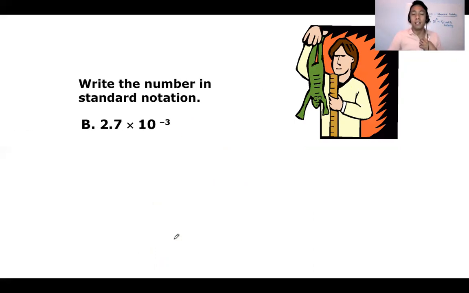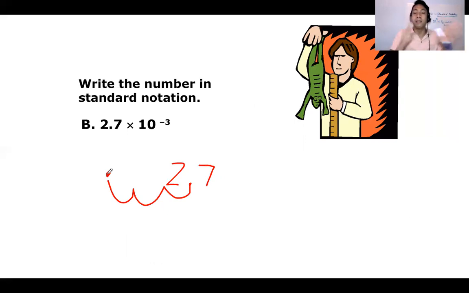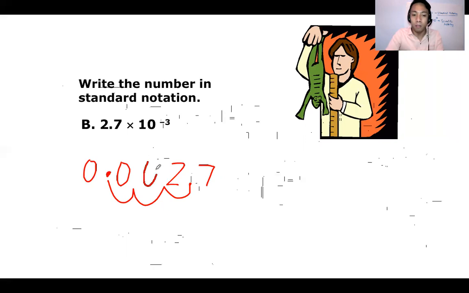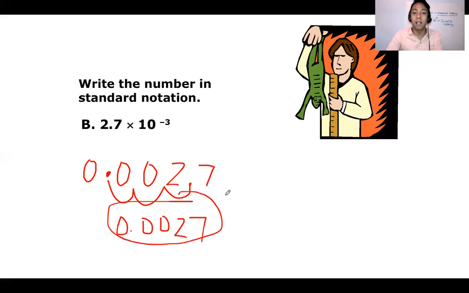Next one. What if we have this? Our exponent is negative. If our exponent is negative, we will go to the left side. So from 2.7, we need to move the decimal point 3 times to the left side. 1, 2, 3. So this will be our decimal point. Remember, a decimal point without a number beside it, we will just put 0. Also here, a 0 and also a 0. So that means 2.7 times 10 raised to negative 3 is 0.0027. This is now the standard notation.